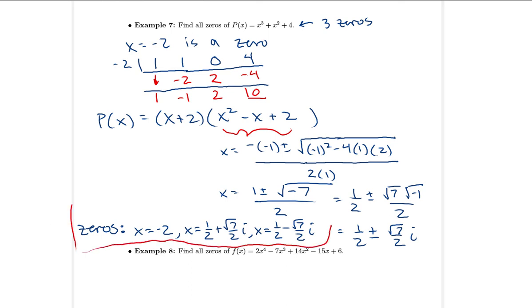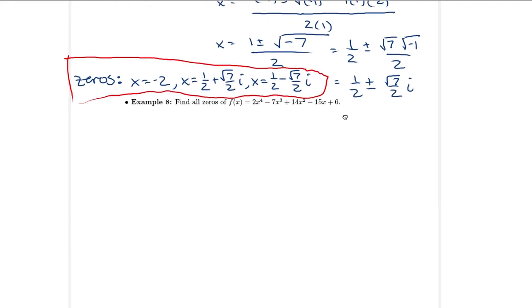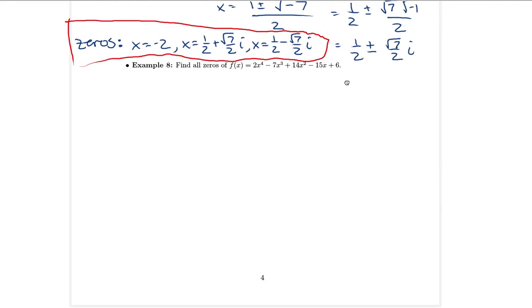So just like we were expecting, we do get 3 zeros. It's just that 2 of them are complex and you can't see them on the regular XY grid. All right, so give example 8 a try here and see if you find all of the zeros for it.